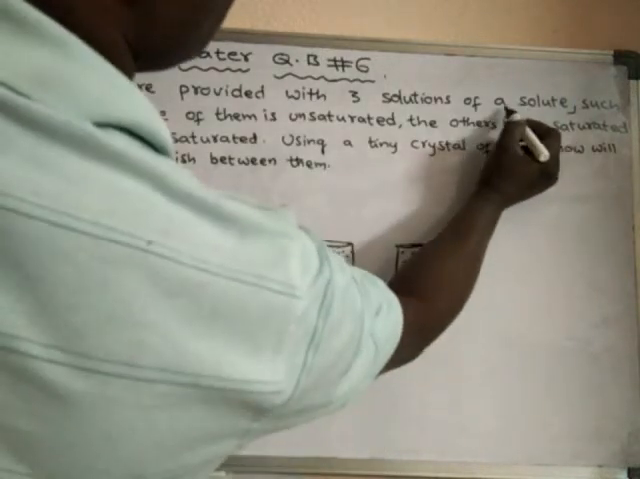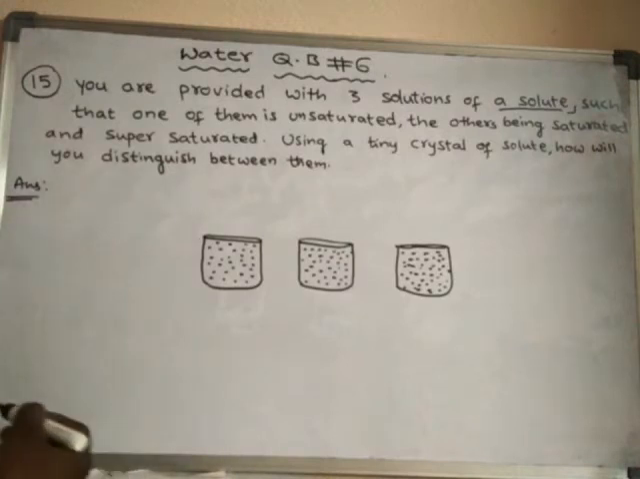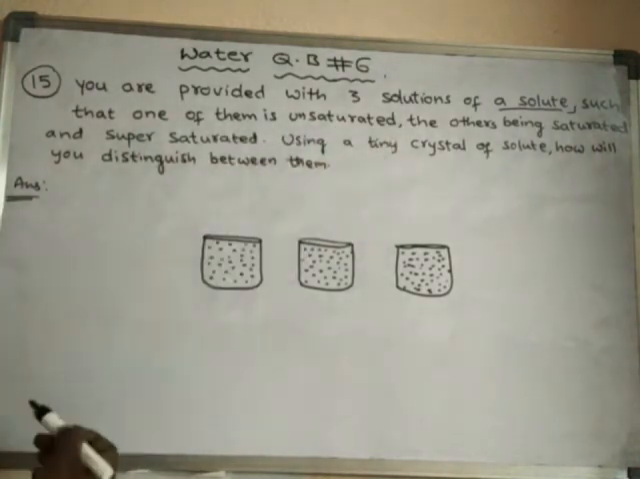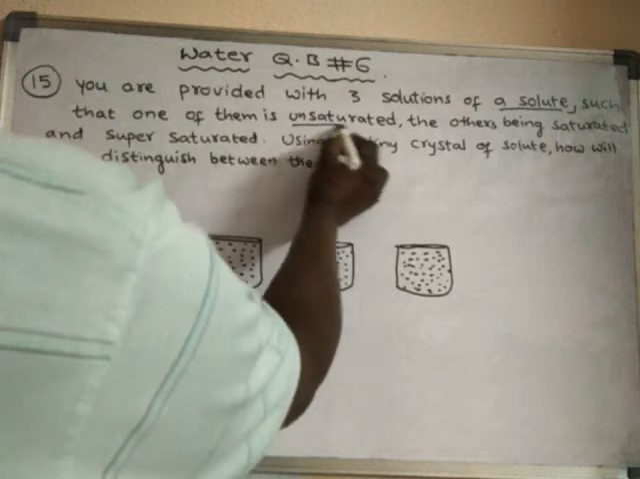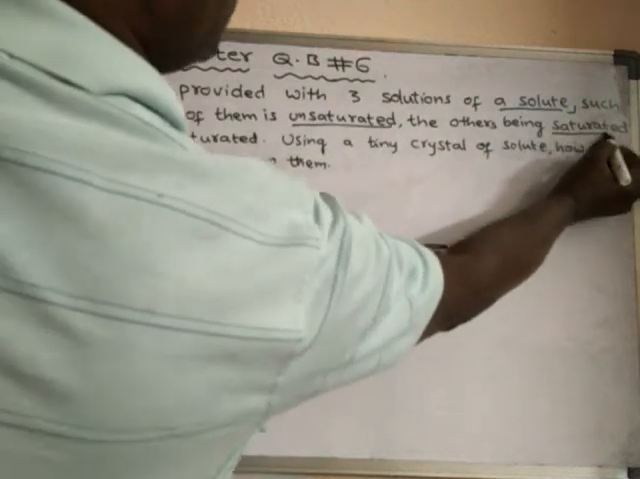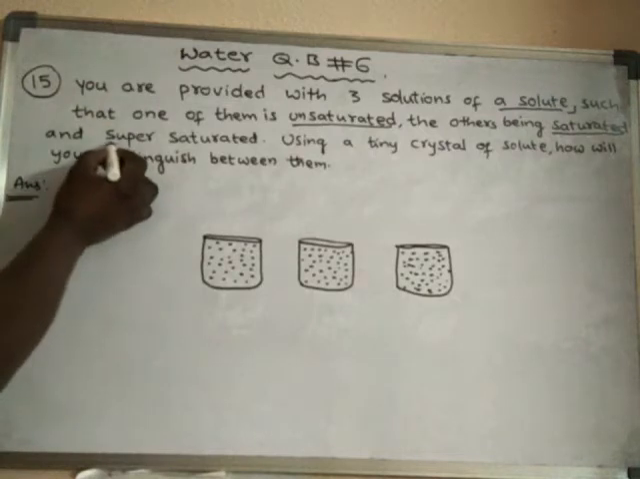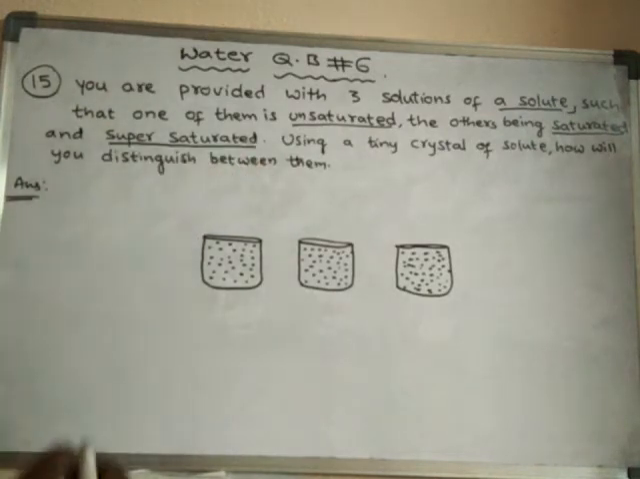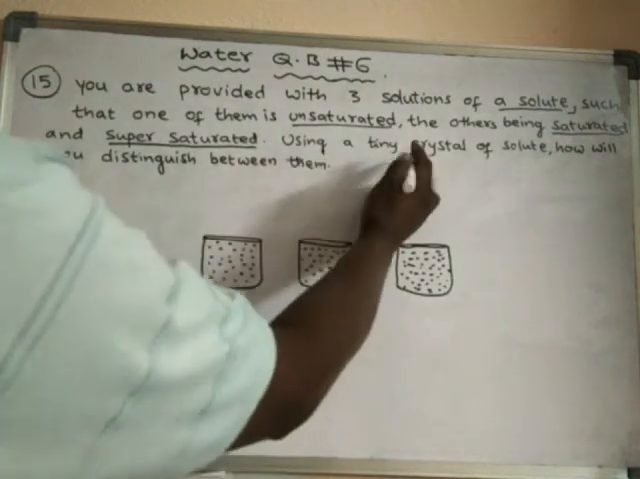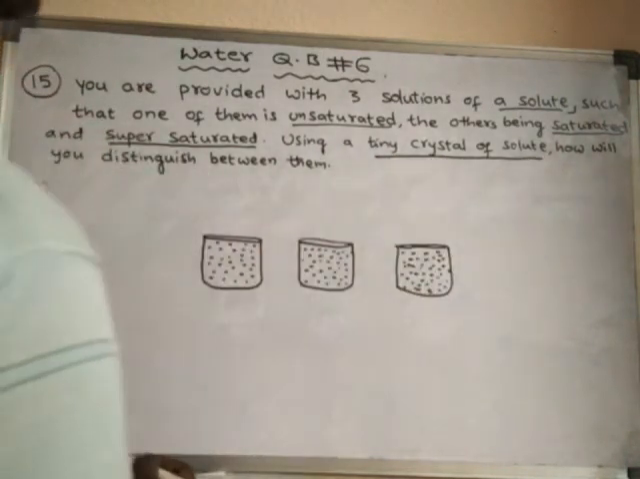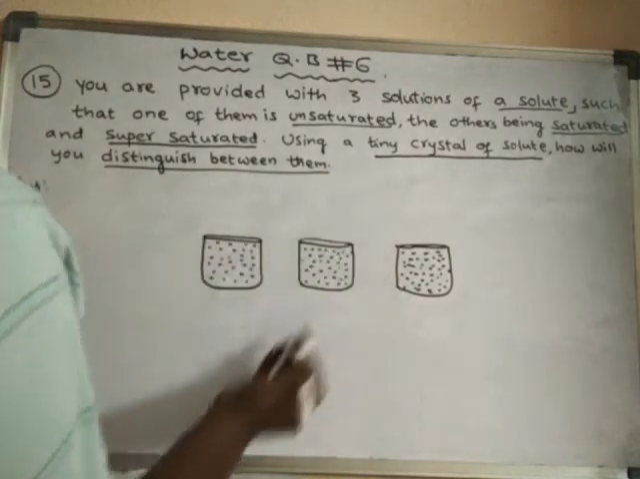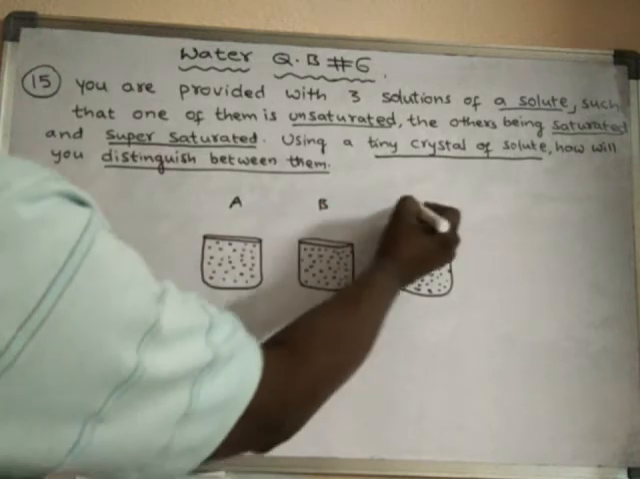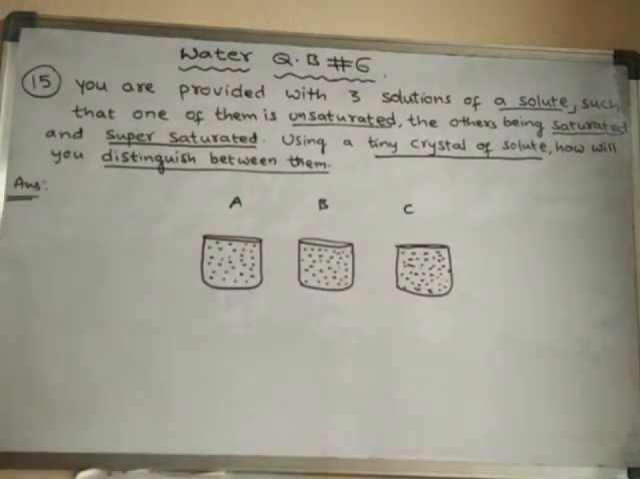Made up of the same solute, such that one of them is saturated. So out of these three, one is saturated, one is unsaturated, and the other is supersaturated. Using tiny crystals of solute, how will you distinguish between them? A, B, C, these are the three solutions.